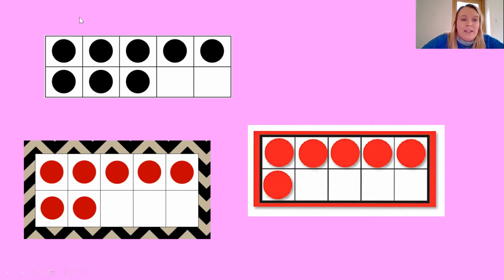Well done if you said this one up here. Remember, we had the 5 on the top line and the 3 on the bottom line. 5 and 3 makes 8. This one is showing us 5, 6, 7. And this one is showing us 5, 6. So we've got 7 and 6 here. This one up the top is our magic number 8.